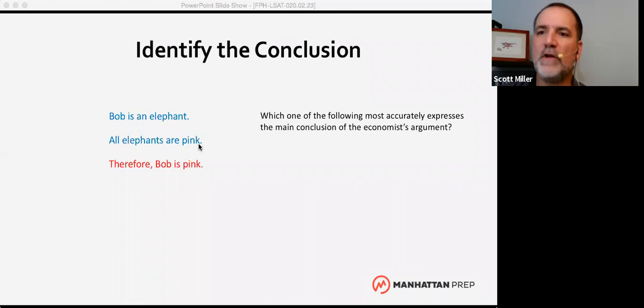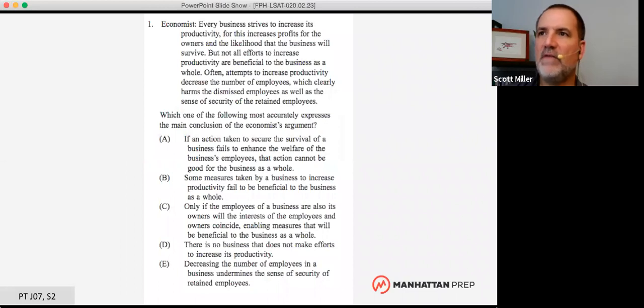So what we would be looking for in an identify the conclusion question is an answer choice that basically says Bob is pink, right? It gets a little bit more complicated than that in a real LSAT question. So let's look at a real LSAT question, and I'll give you a moment to look at this. Give everybody a moment to look at this question, and then we'll talk about it. So try this out on your own. See if you can find a correct answer.